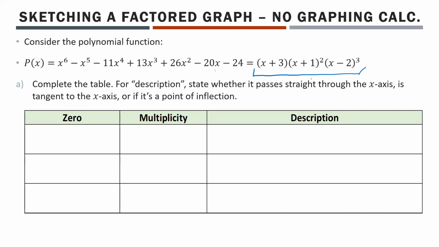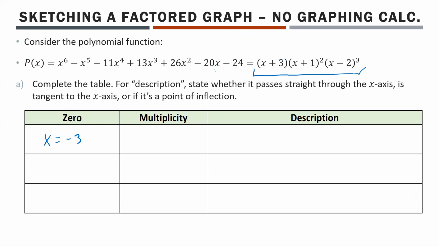No, we're not doing that. We're just going to use this factored form right here. So complete the table. And once again, for description, state whether it passes straight through and so on. So given this table here, we do clearly have 3 zeros. The first zero is this one. That's going to be x is equal to -3.